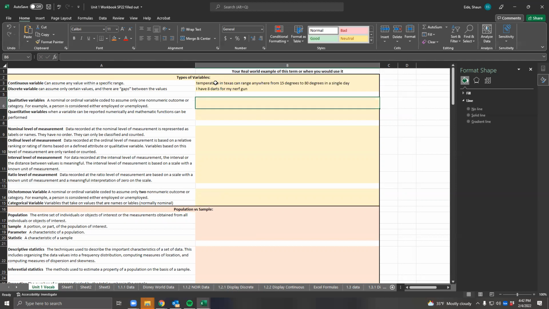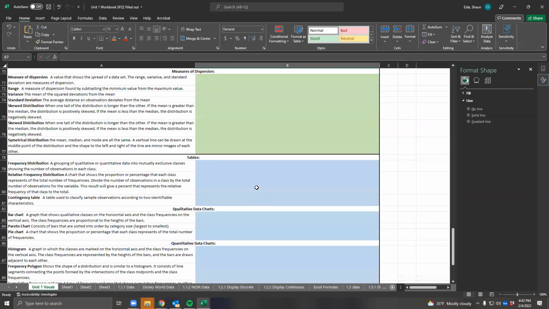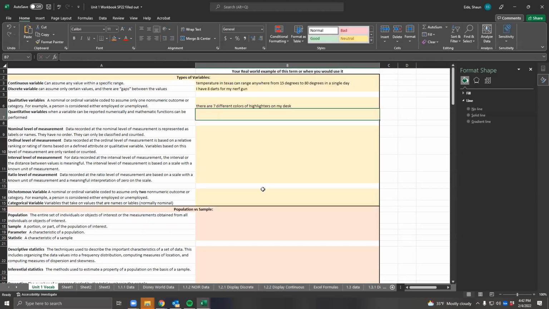Okay. Qualitative variable. Just put an example of a qualitative variable. There are 7 different colors of highlighters on my desk. Okay, quantitative, when a variable can be reported. And so just going through this over and over, all the way down, I'd suggest you get with your group and help one another out going through this. And this will really help you to practice for the exam.